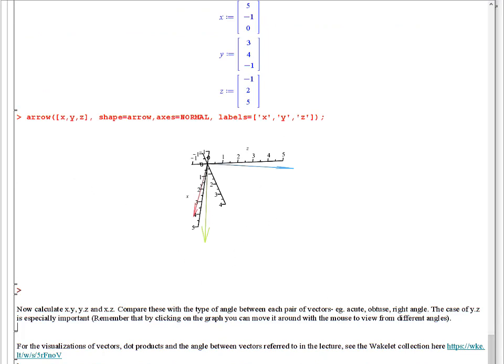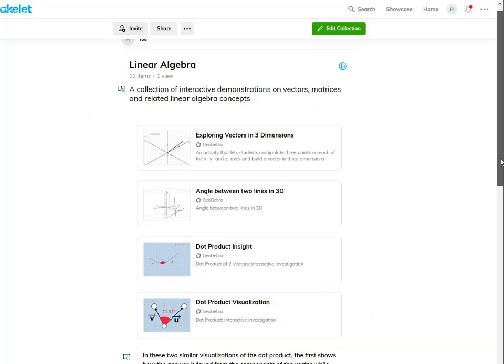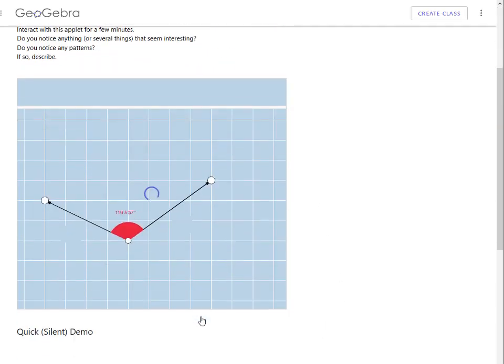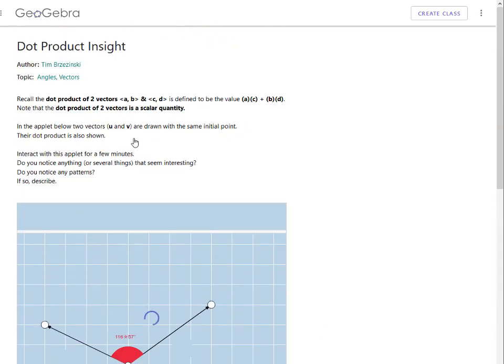Now, what I recommend you do is, maybe after the lecture at some point, look at these visualizations here. There's some more visualizations of the dot product here. These first two are very similar. The first one reminds you of how you get them. So this is A, B, C, D. That's the definition of the dot product. It's A times C plus B times D.